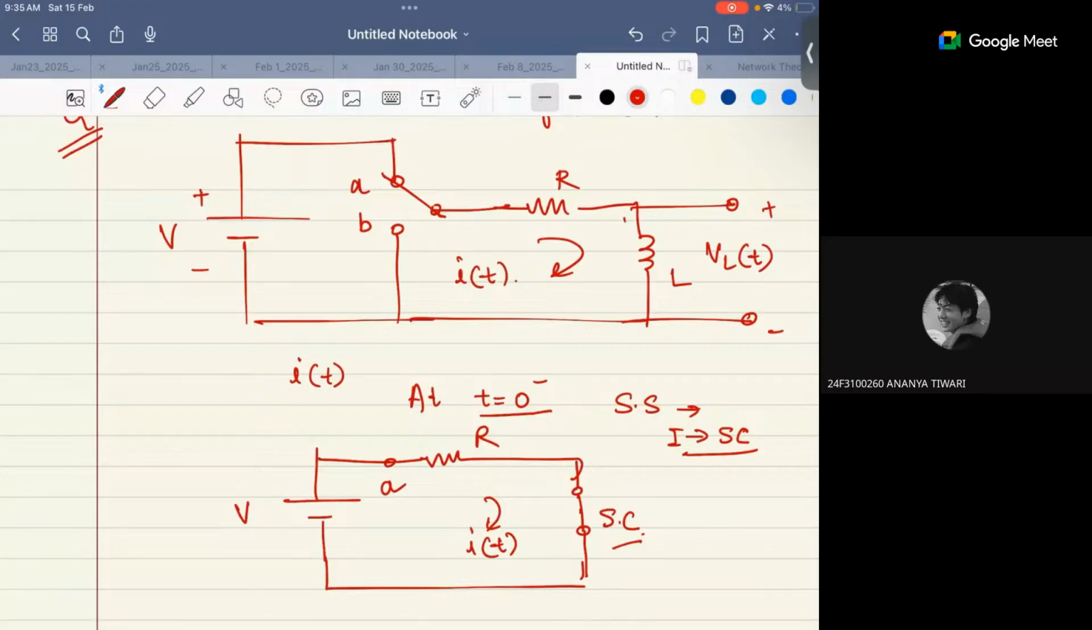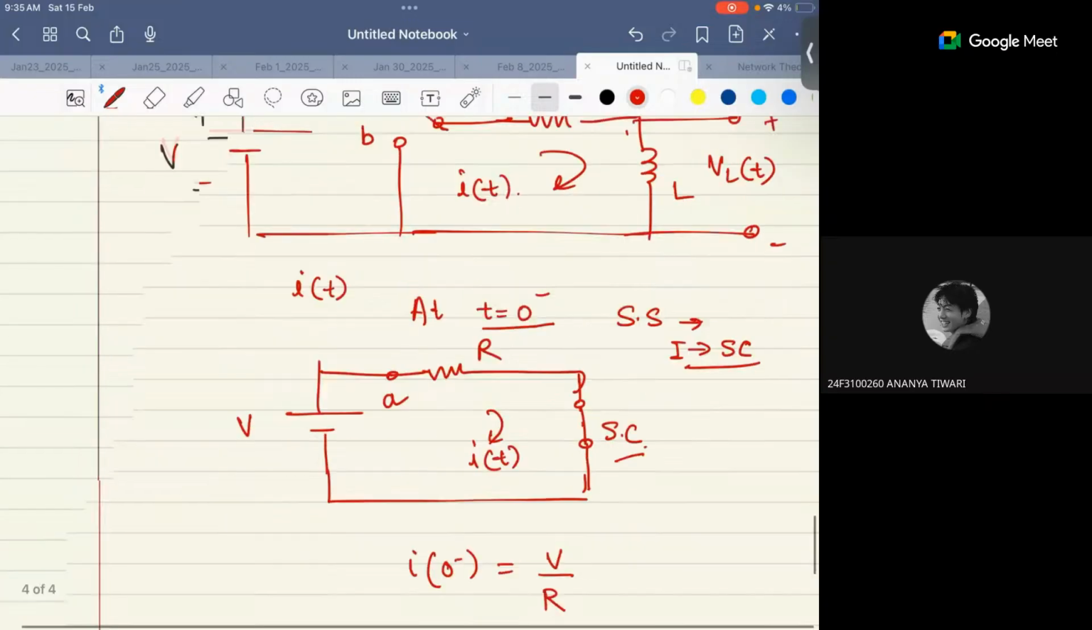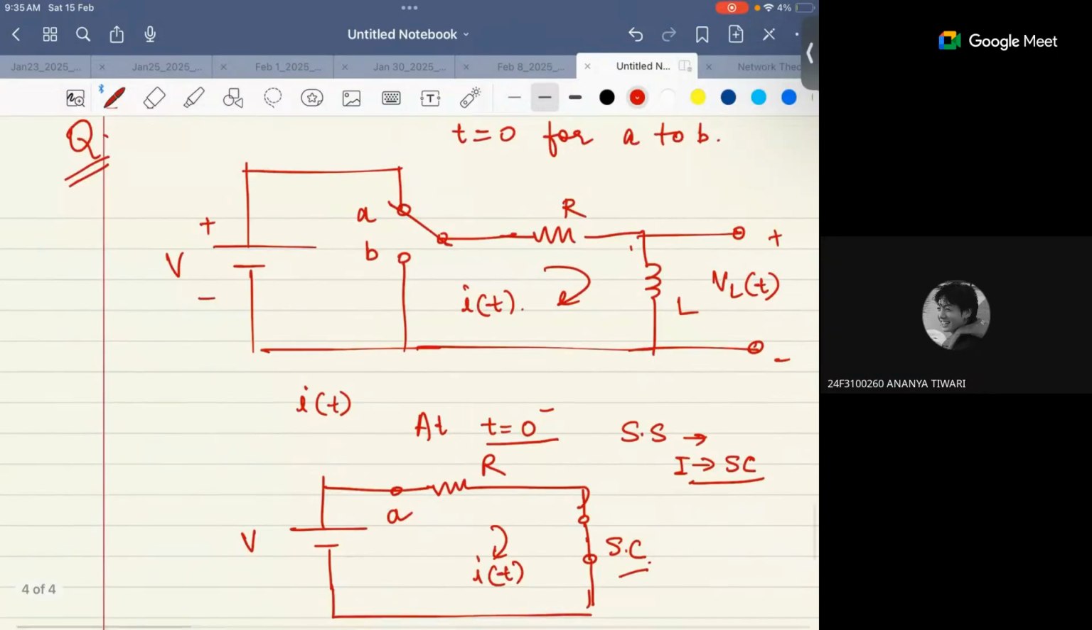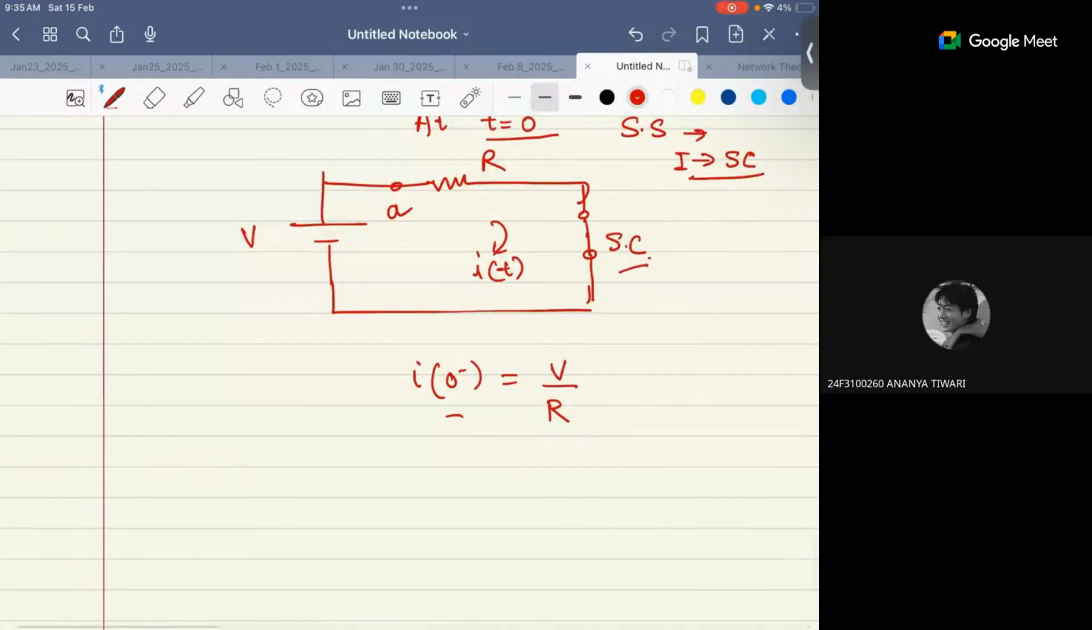Because this was connected to some voltage source, it will keep on charging and get fully charged. So it will have some initial condition, and it will for sure store energy in the form of flux. That means it will have some initial current, for sure. That's why I of 0 minus is V by R.